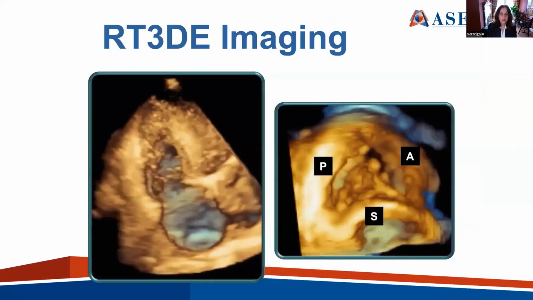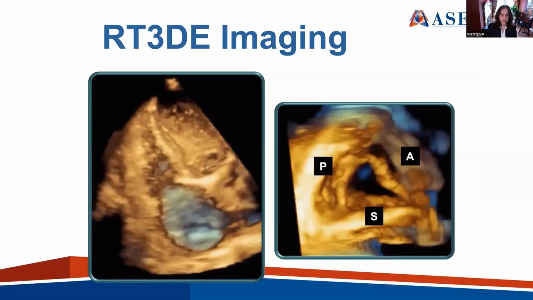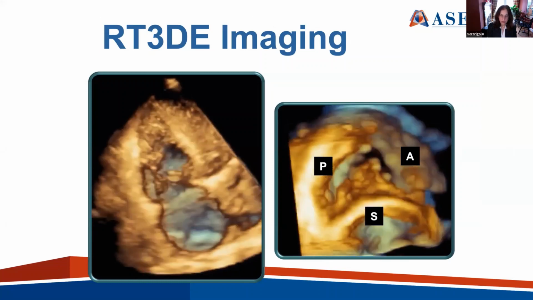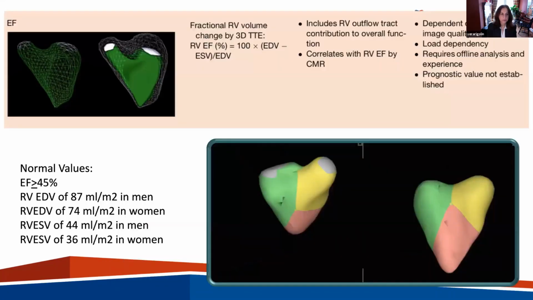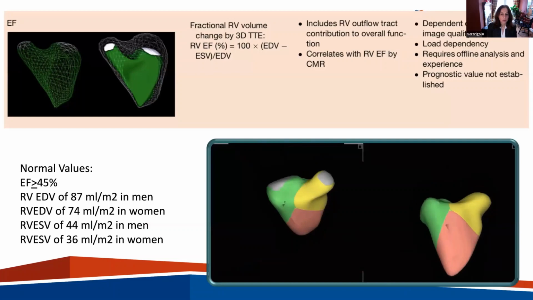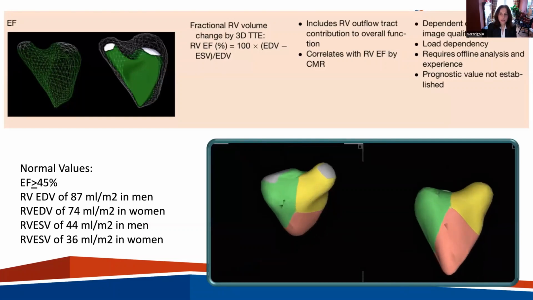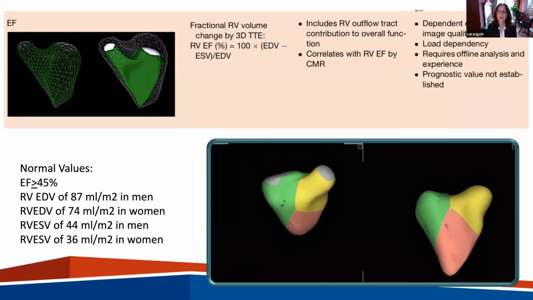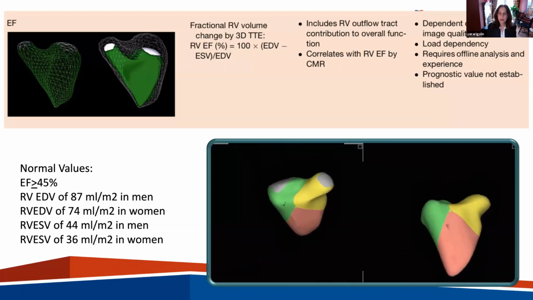So now let's talk a little bit about 3D imaging. These are some examples of the right ventricle and the tricuspid valve using 3D imaging. We can measure RV ejection fractions using 3D echo as shown here. And those are found to be more accurate than 2D imaging because it includes the RV outflow tract and has better correlation with cardiac magnetic resonance.